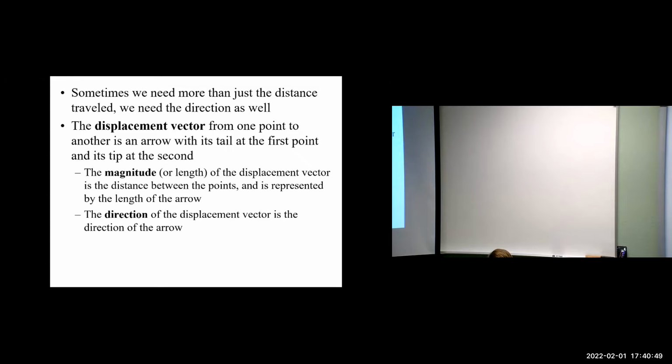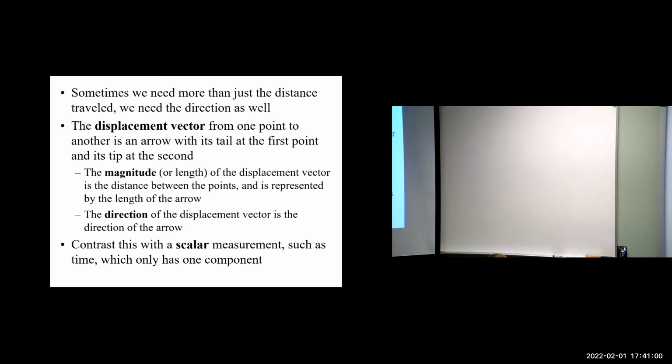The direction is the direction of the vector. Okay. Nothing too crazy here. Contrast that with a scalar, which only has a single component, right? Time would be a scalar. Whereas we might think of a displacement vector giving us both the distance traveled and the direction.